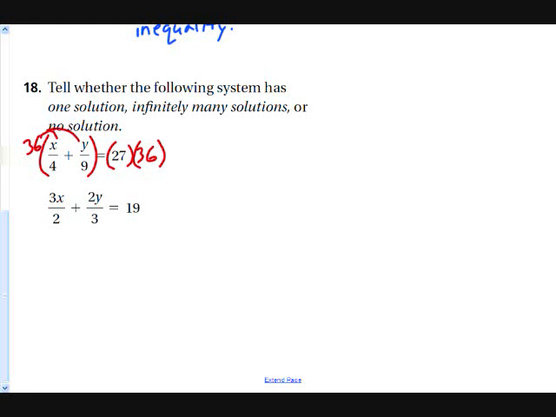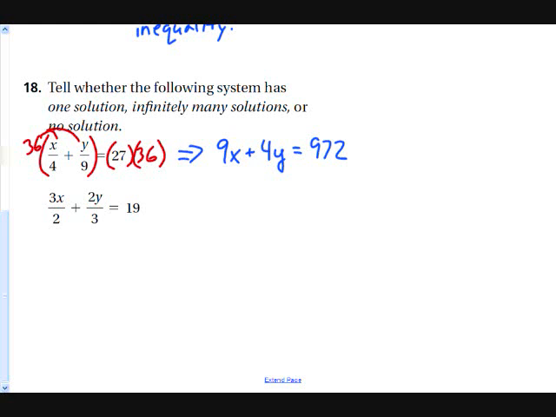Here I'm going to distribute that 36. And when I do that, I'm going to rewrite this equation over here. Essentially, I'll get 36x over 4, but 36 divided by 4 is a 9, so that'll give me a 9x, plus 36 times y is a 36y, but divided by 9 is going to leave me with a 4y. And then over here, the 27 times the 36 is going to give me a 972.